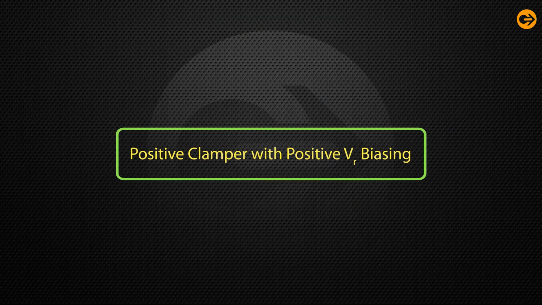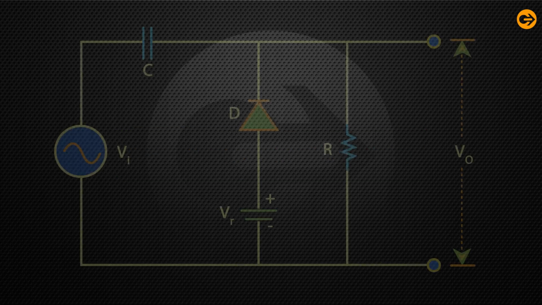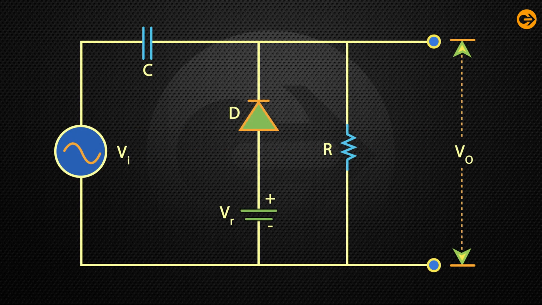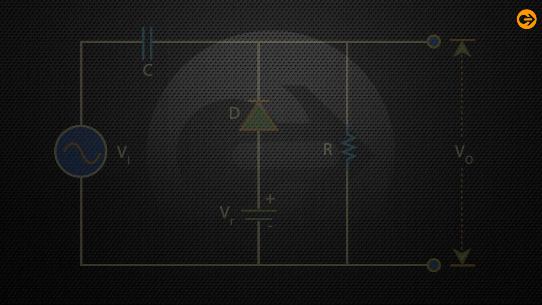Positive clamper with positive VR biasing. A positive clamper circuit, if biased with some positive reference voltage, that voltage will be added to the output to raise the clamped level. Using this, the circuit of the positive clamper with positive reference voltage is constructed as shown.